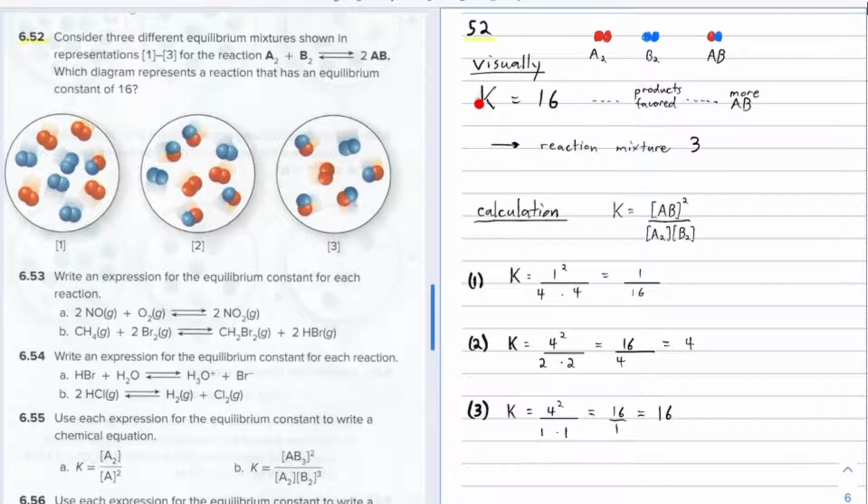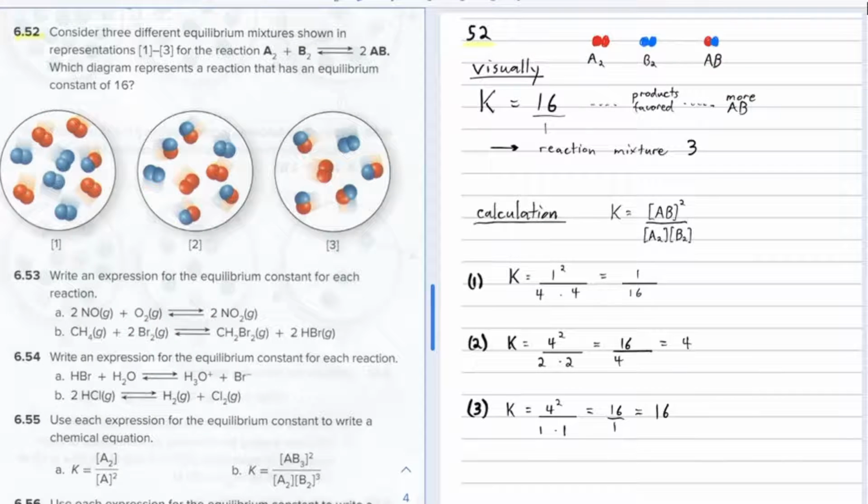When you have an equilibrium constant of 16, you remember equilibrium constants tell you the ratio of products over reactants. So an equilibrium constant of 16, that's the same thing as 16 over 1. And you got more products than reactants. This represents products, that represents reactants. So you got more products than reactants. We say the products are favored. So we're looking for the picture that has more of these guys.